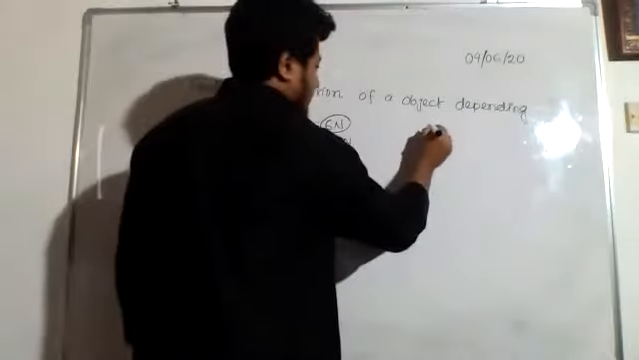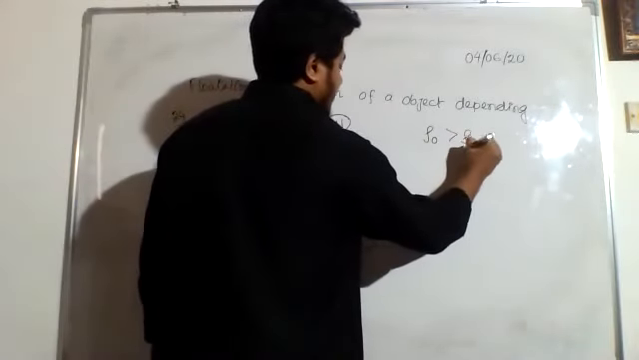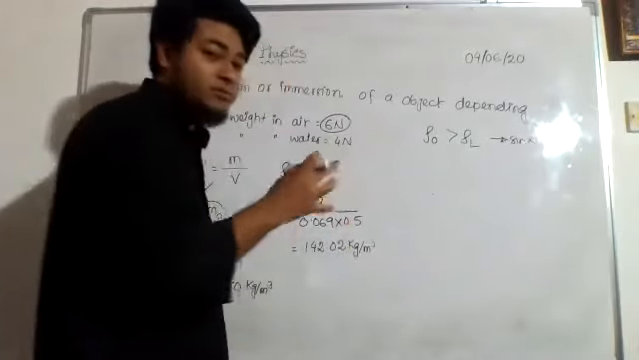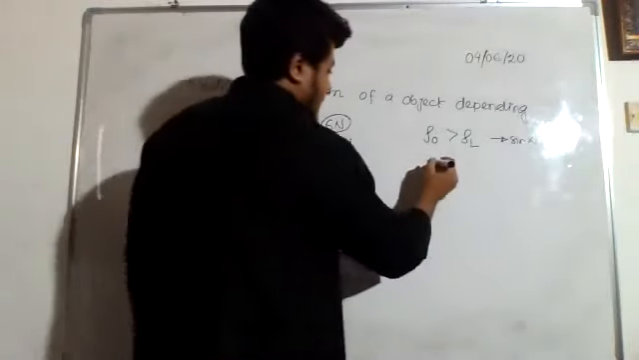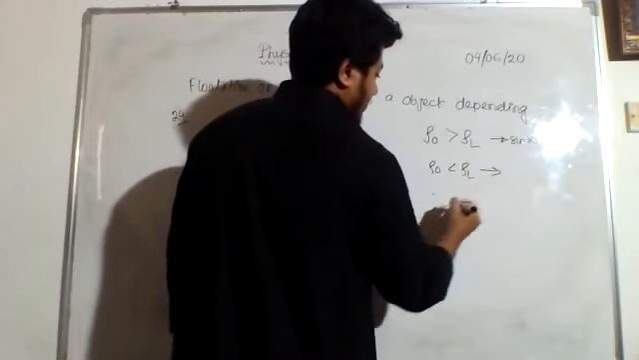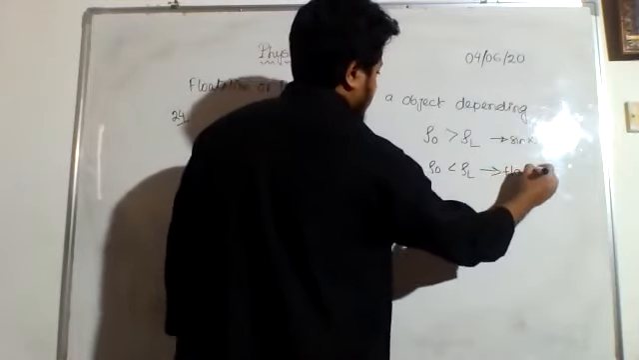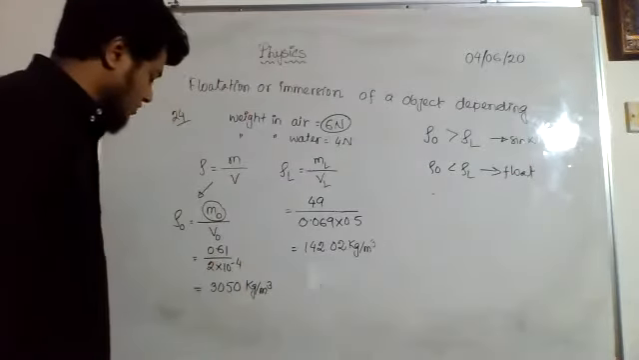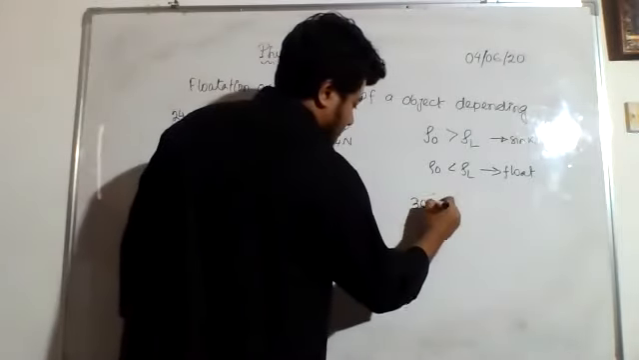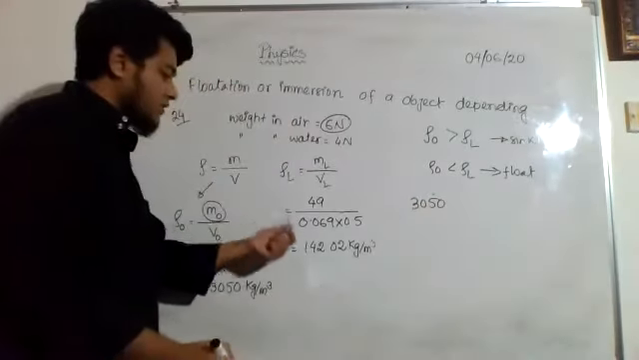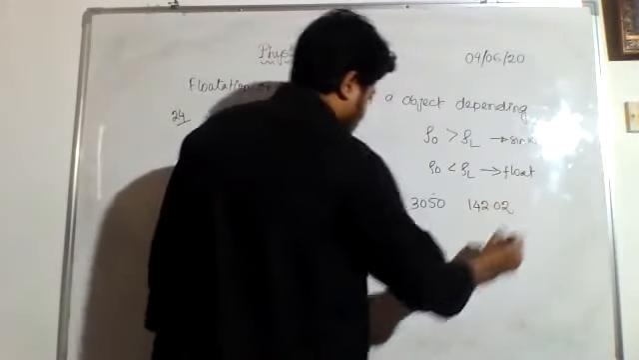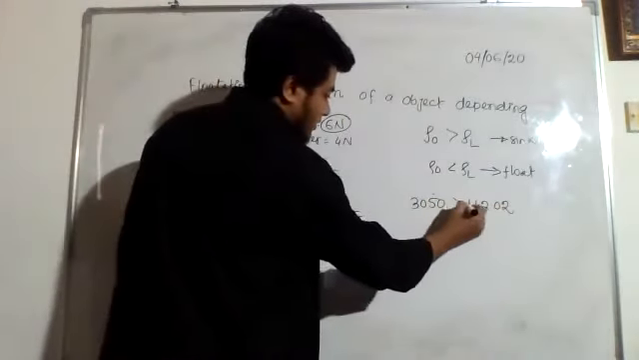We saw that if the density of the object is greater than the density of the liquid, the body will sink because the density of the object is higher. And if it is lower than the density of the liquid, then it will float. Now here, what is the case? The density of the object is 3050, and the density of the liquid we got here is 142.02. So which one is greater? Definitely this one is greater.